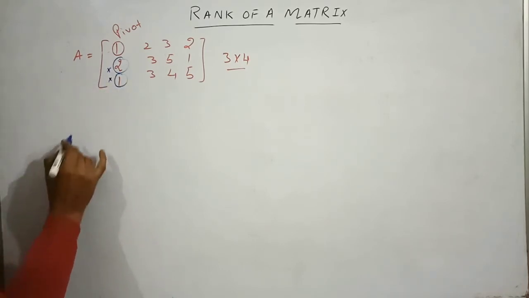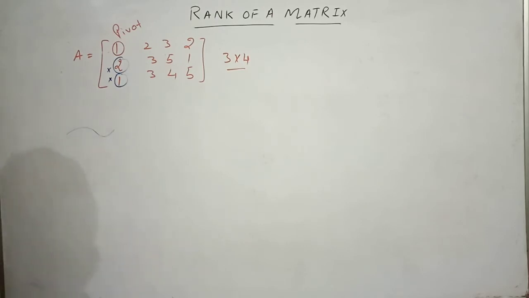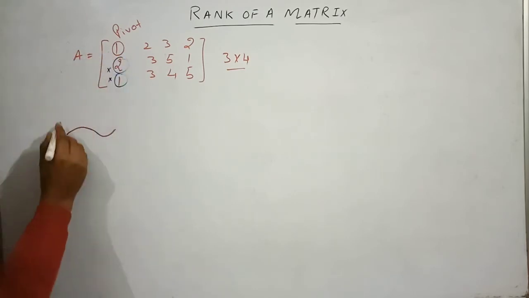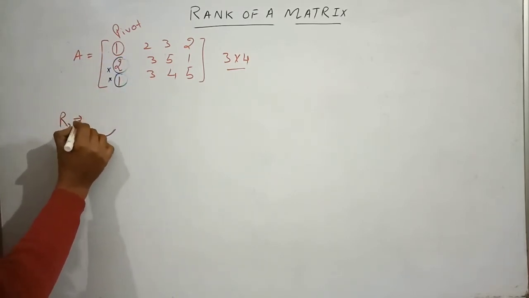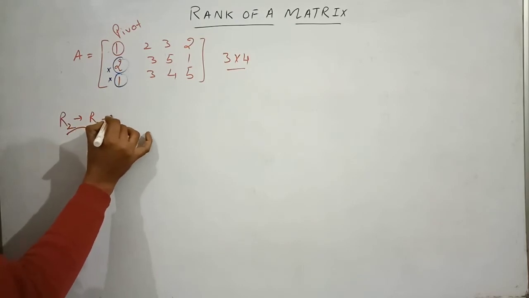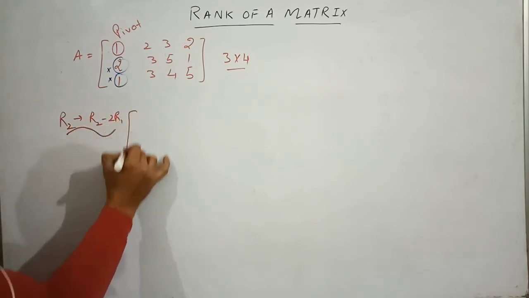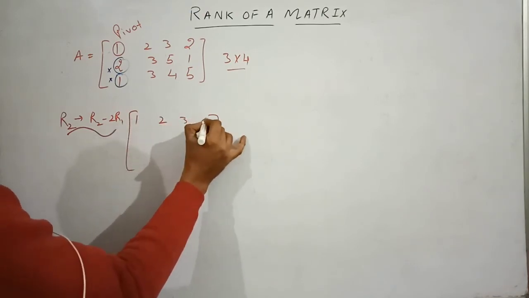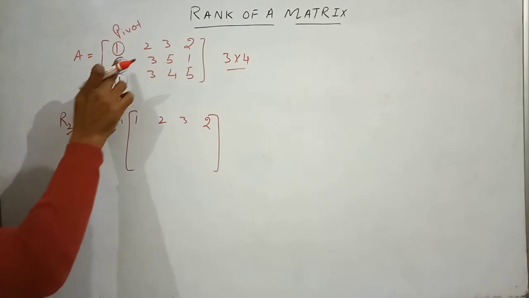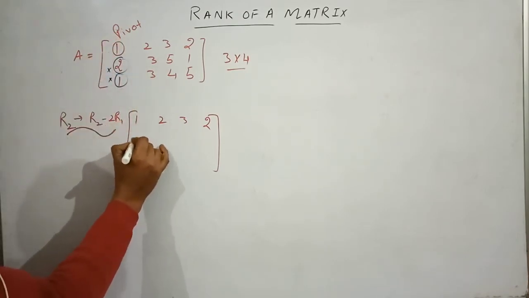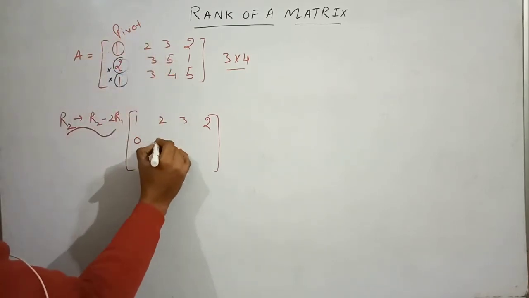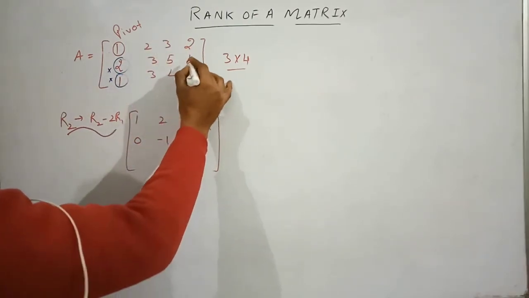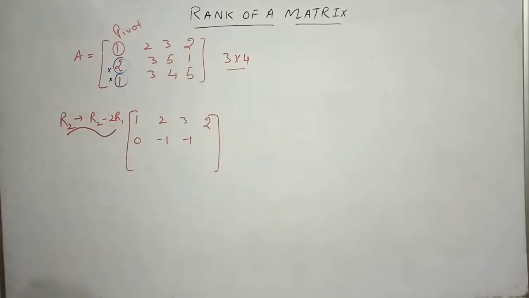So applying a row operation on this row first, R2 minus 2R1. So we get the first row fixed, 1, 2, 3, 2, and this will be 2 minus 2, 0, 3 minus 4, minus 1, 5 minus 6, minus 1, 1 minus 4, minus 3.